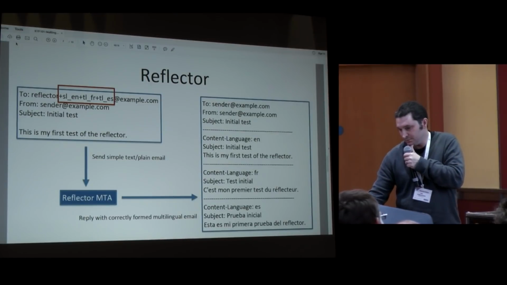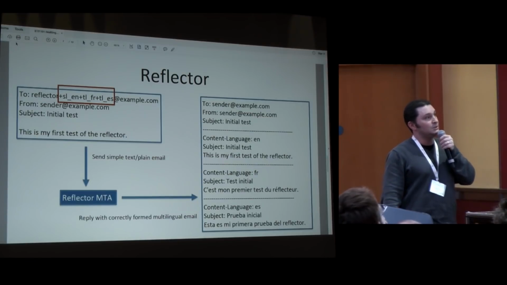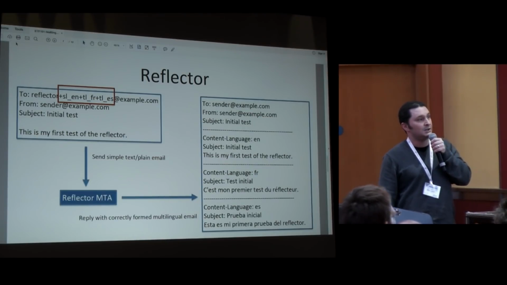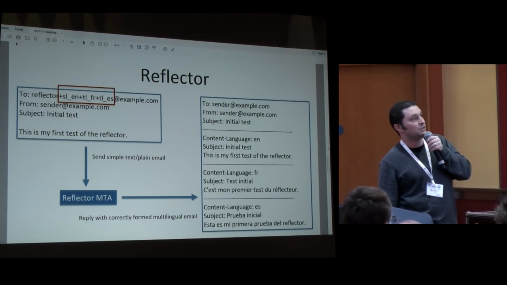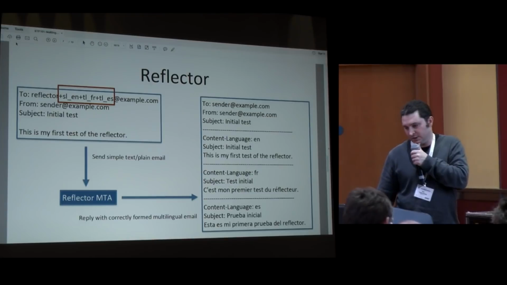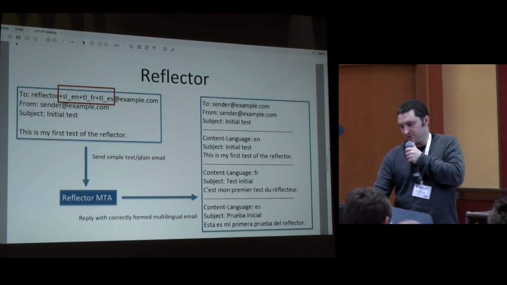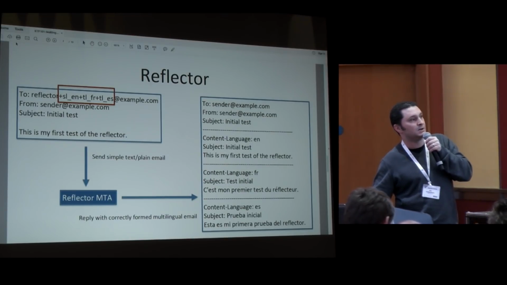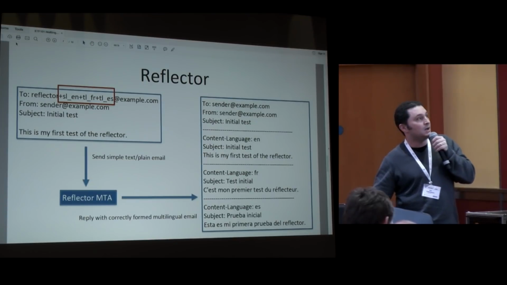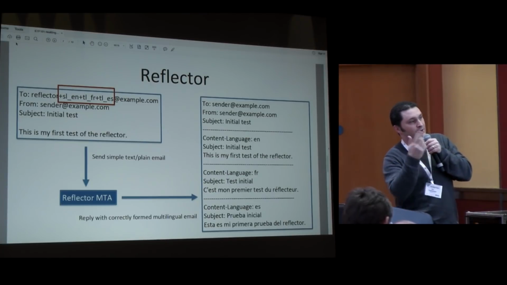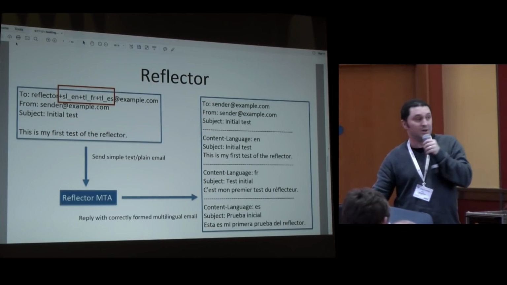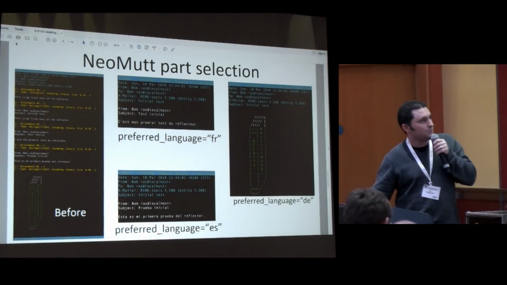So I was going to skip over this one. To use a reflector, you just send a plain text email with a specially formatted recipient address, and then that code looks at that address and sends you back a multilingual email, with all the parts and the translations obtained from Google Translate. For example, this has got English, French and Spanish, and it gets those from Google Translate, creates the multilingual email and returns that to you.